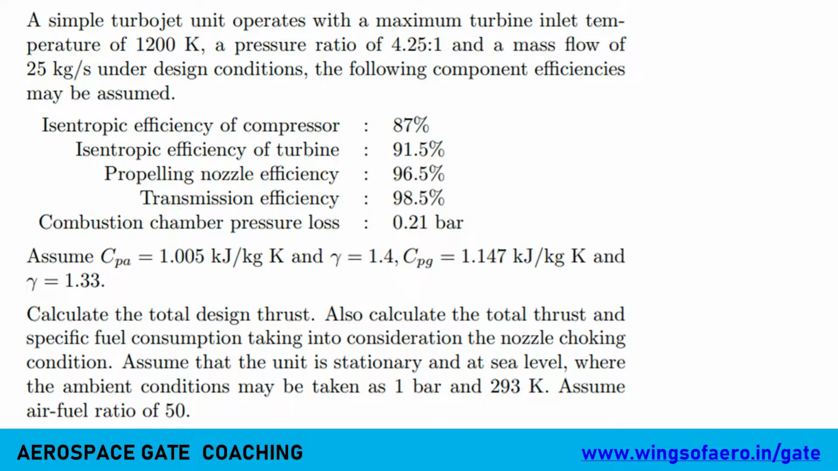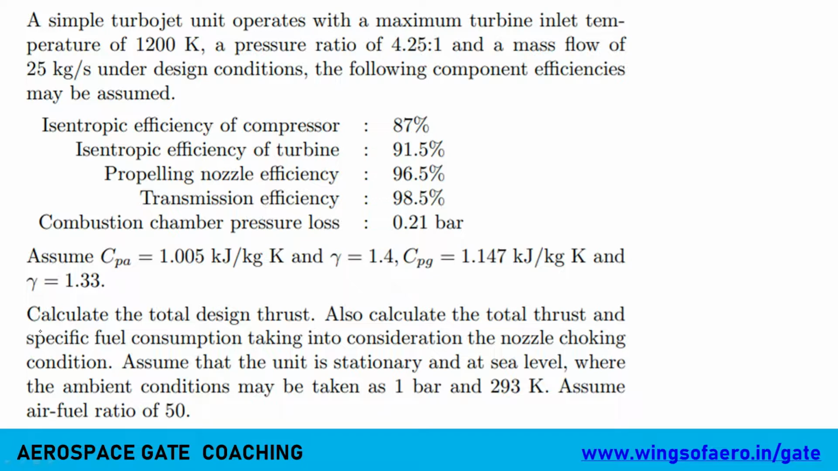A simple turbojet unit operates with a maximum turbine inlet temperature of 1200 Kelvin, a pressure ratio of 4.25:1, and a mass flow rate they have given 25 kg per second under design condition. Now the following component efficiencies are assumed. So compressor, turbine, nozzle, transmission, combustion chamber pressure loss has been given. They have also given the specific heat at constant pressure for air and for gas. They have given the gamma value for air, and when it is converting to gas, they have given the gamma value.